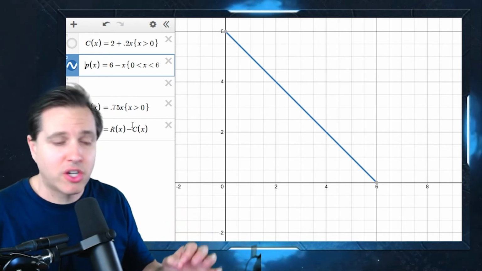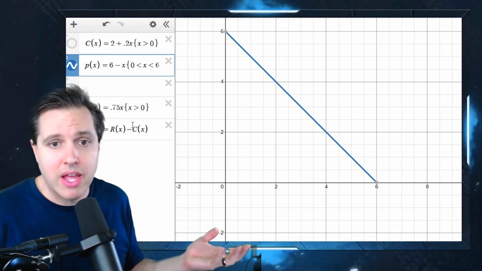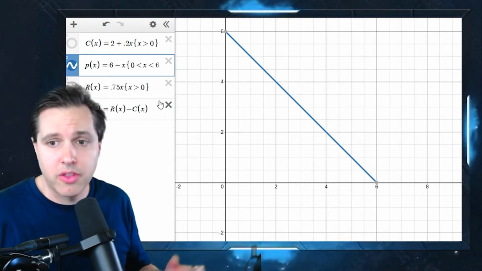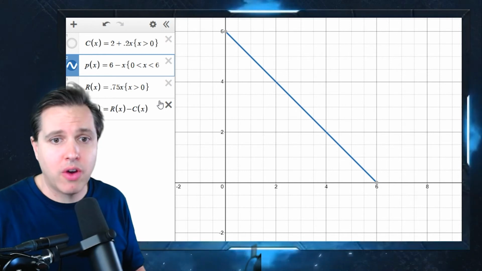So our price function can be given in lots of different ways, right? So here's an example of one. That we've got it graphed there, and we can go ahead and take a look at that.